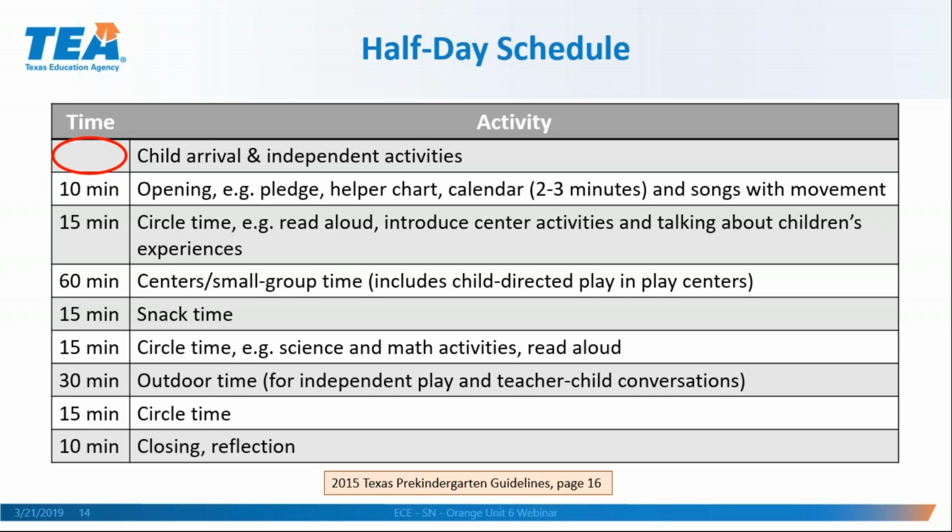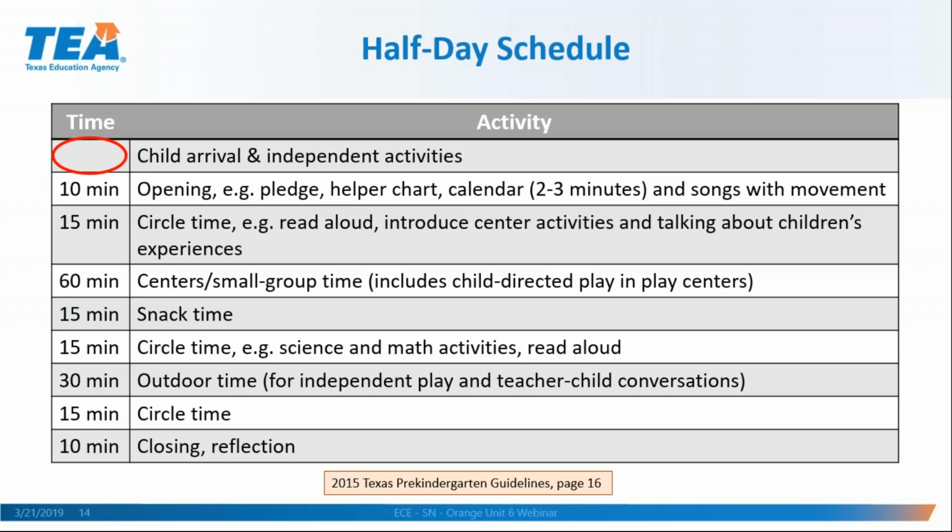So if you added up all of these minutes here, it would be 170. I added them all up. There are approximately 180 minutes in a 3-hour day, of course. If you go longer, then it could be more than 180. So that first time frame, the child arrival and independent activities, would be approximately 10 minutes. But maybe the kids are available to come to school 15 minutes earlier, that's why that could go up to even 25 minutes.